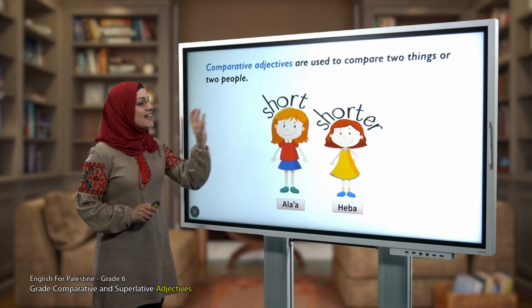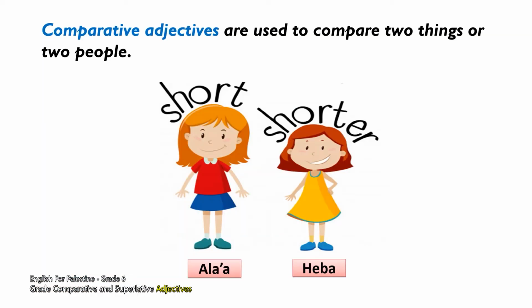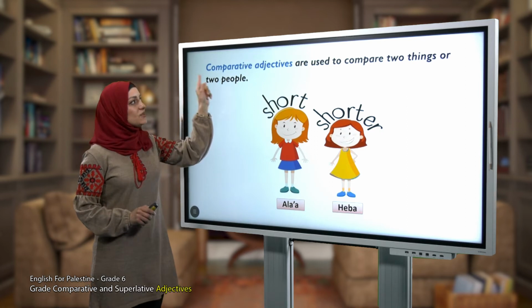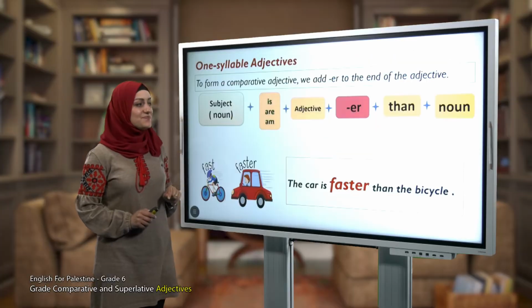Now let's look at this picture. Here we have two girls. We have Ala and Hiba. As you can see, Ala is short, but Hiba is shorter than Ala. So we use comparative adjectives to compare two things or two people.